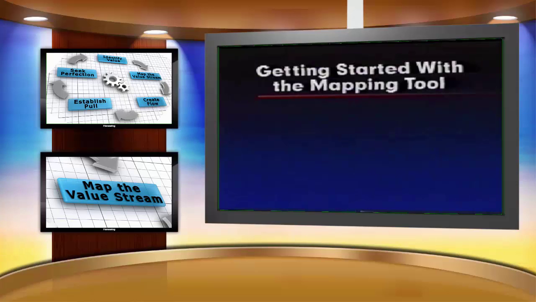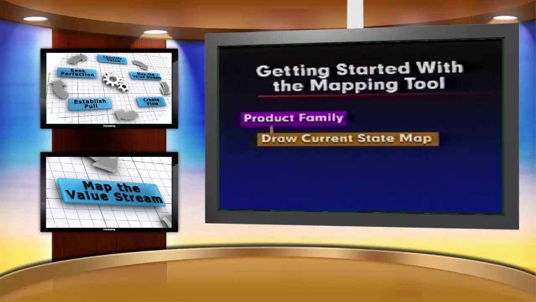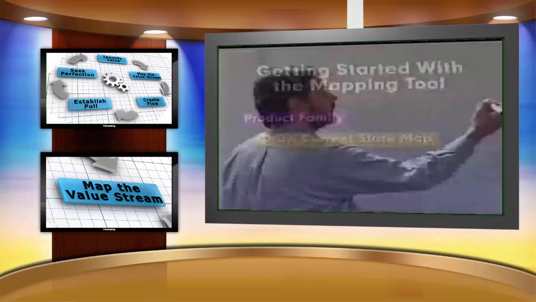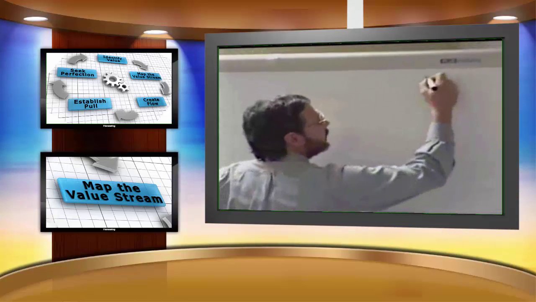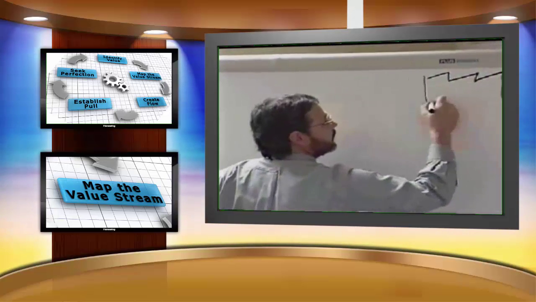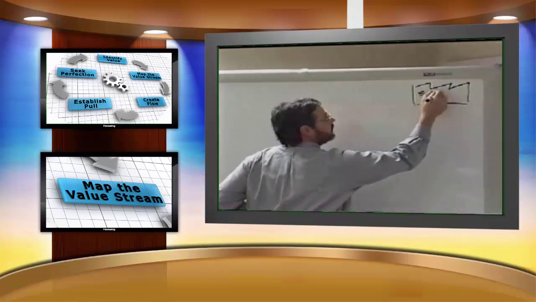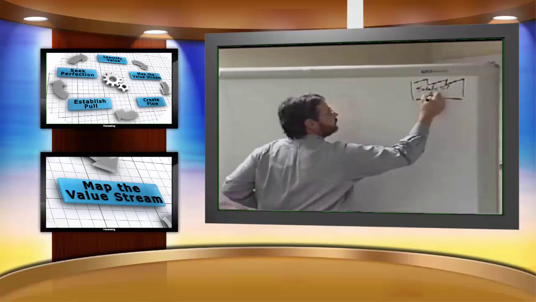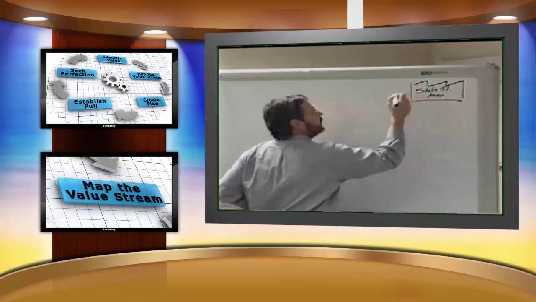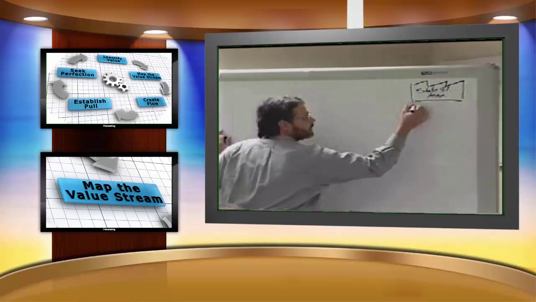So how do you get started mapping? First, you have to select the product family that you're going to map. The easiest way is to focus on one of your largest customers and pick a product or family of products that you ship to the customer. The value stream map always starts with the customer. In this case, the map is for Acme Stamping, a fictional company. The part is a steering bracket produced for State Street Assembly.